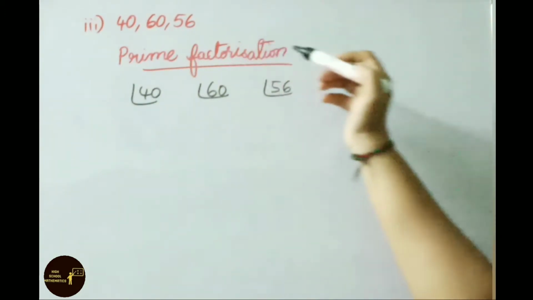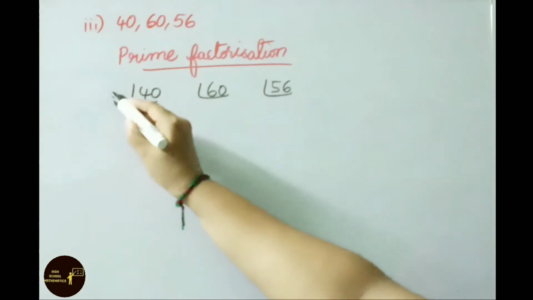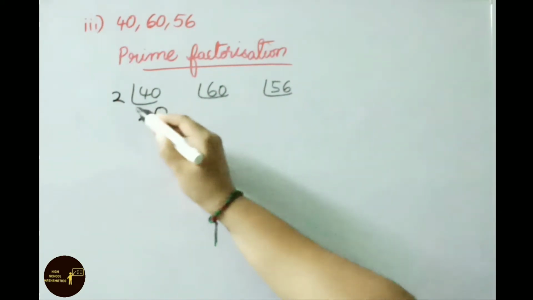Let us see the third sum by prime factorization method. 2 table, 2 20s are 40.